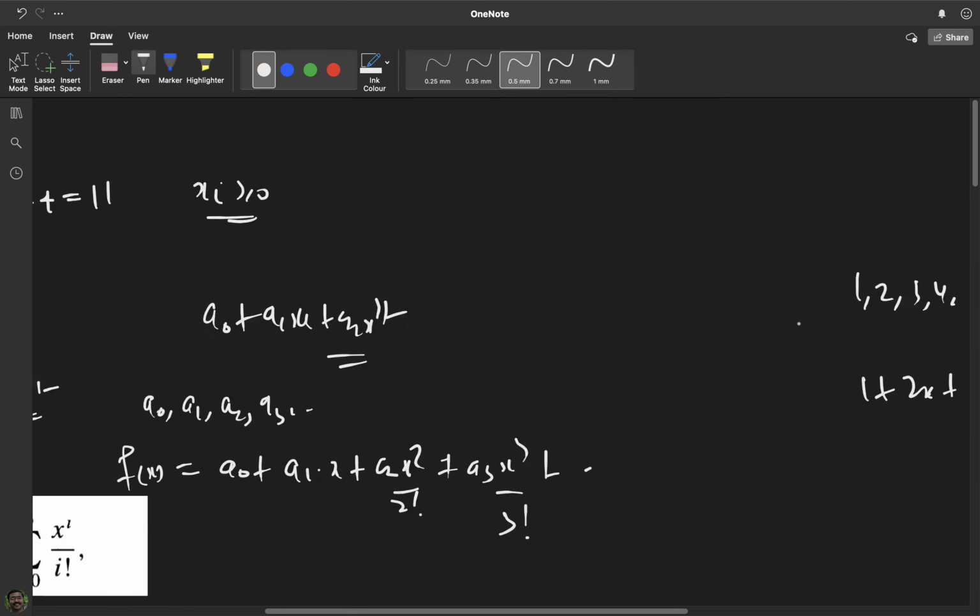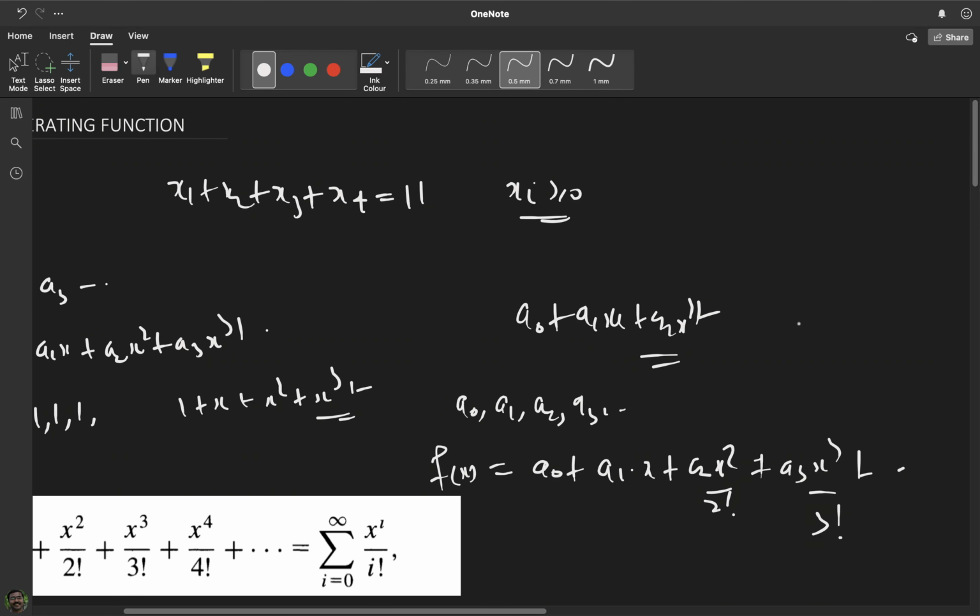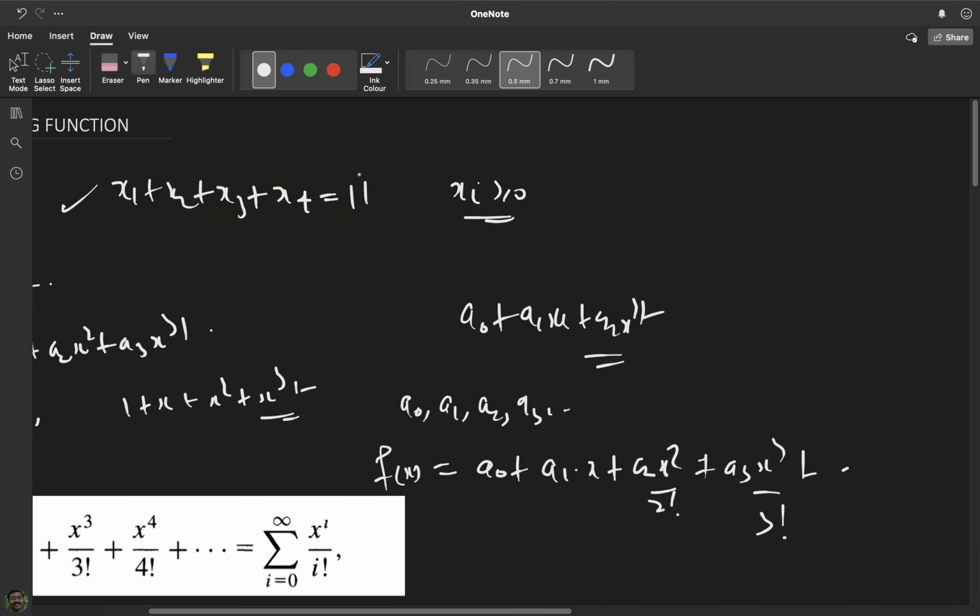Now for the application. The ordinary generating function was used to solve problems of this type: for example, x1 plus x2 plus x3 plus x4 is equal to 11 and the xi's were greater than or equal to 0. There may be some other conditions imposed on the xi. So you had to choose the values of x1, x2, x3, x4 which satisfy the equation. Basically this was a combination problem. You need to choose the different values for x1, x2, x3, x4 which satisfy this equation and also the corresponding conditions.